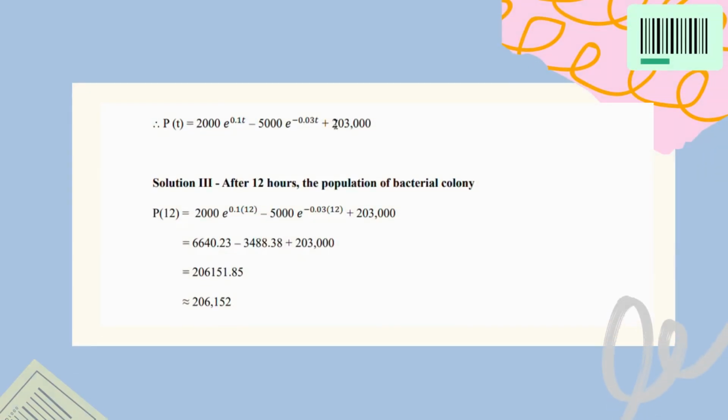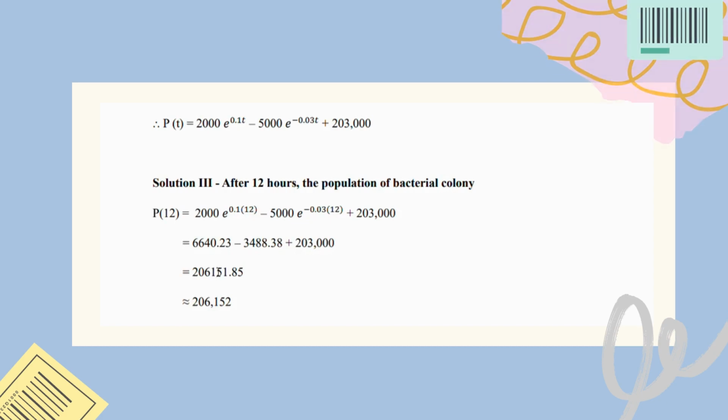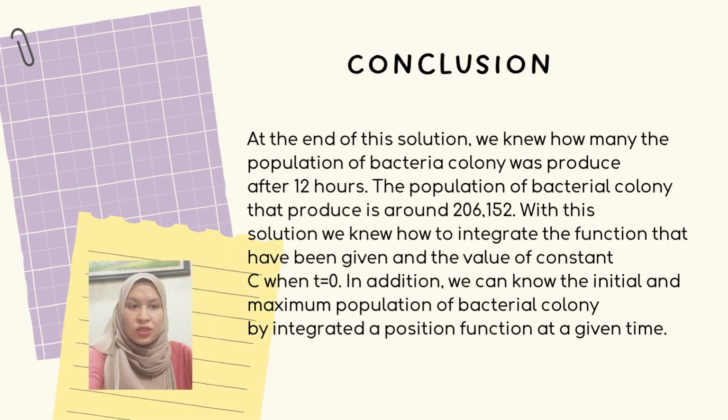To find the population of the bacteria colony after 12 hours, we take the equation above and substitute t equal to 12, then we get the answer 206,152. So at the end of this solution, we know the population of the bacteria colony produced after 12 hours is around 206,152. With the solution, we know how to integrate the function that has been given and the value of constant c when t equals 0.